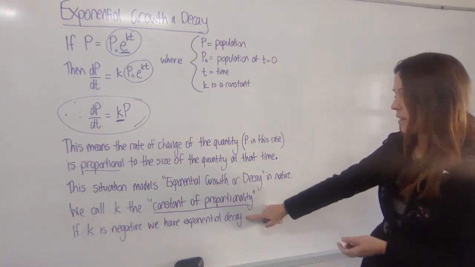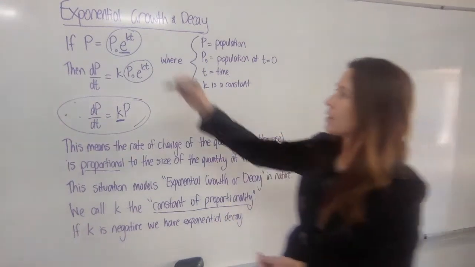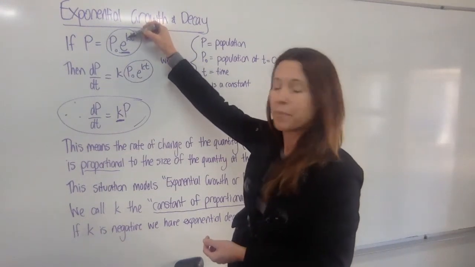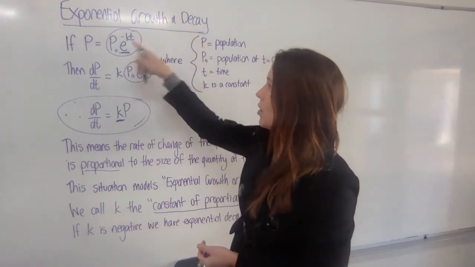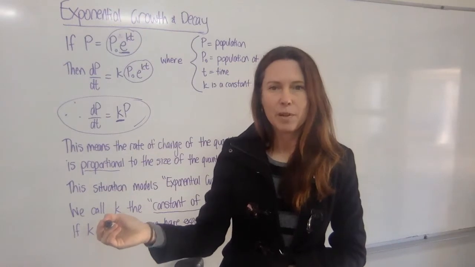Now if K is negative, then we've got exponential decay, and we've already seen that you can write it with K being a positive number and just putting a negative out the front, or you can write it without a negative out the front and know that K is a negative number.